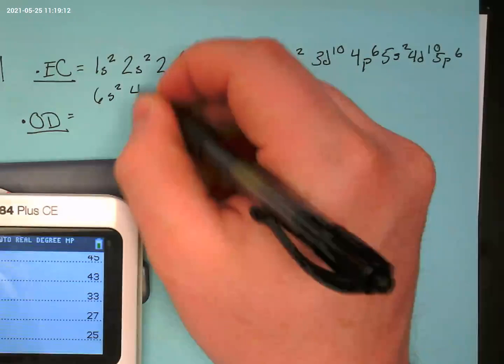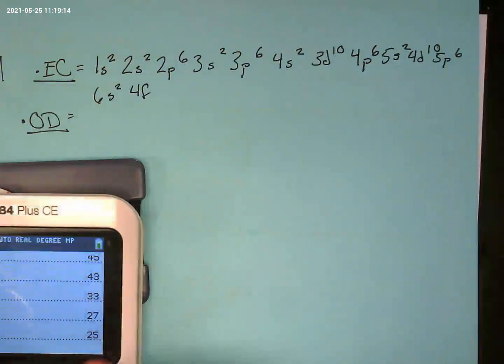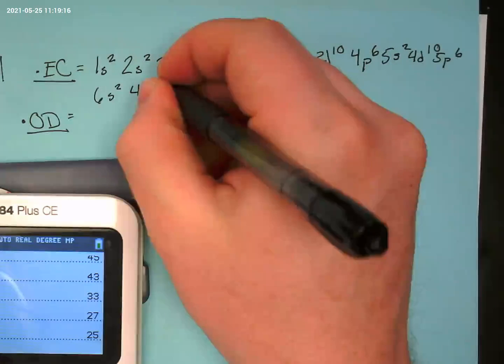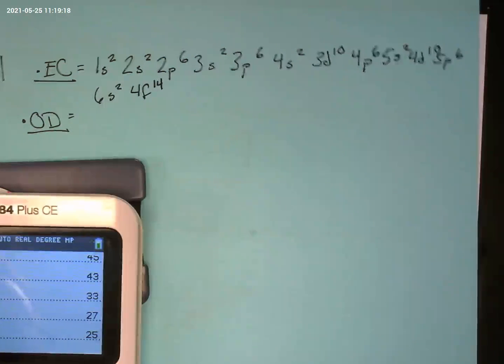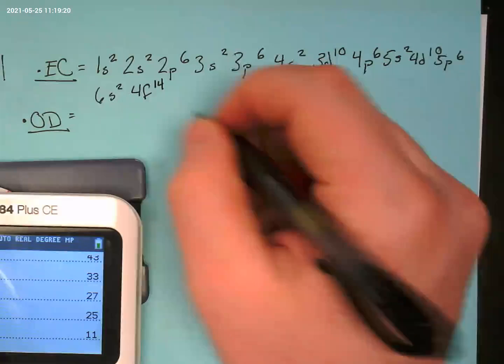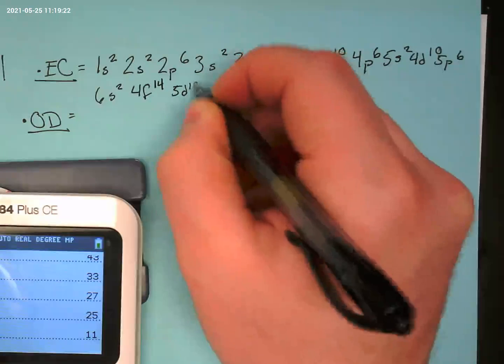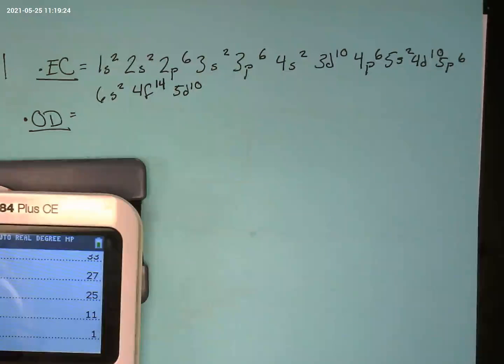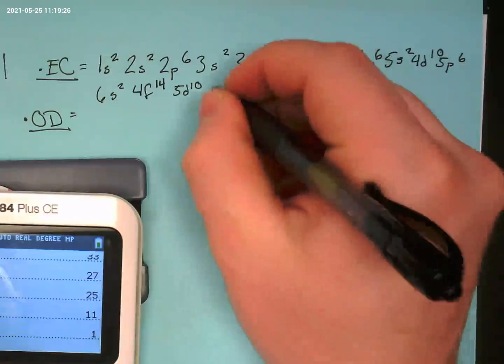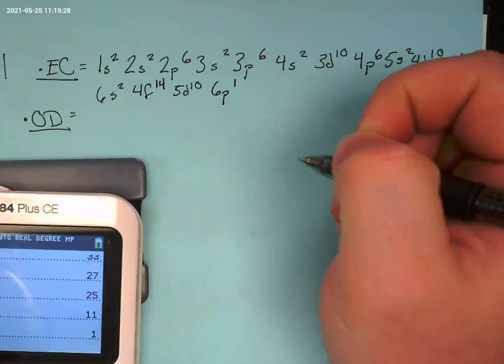That leaves 25. 4f, and it looks like we can fill in all 14 on 4f. So 4f14, minus 14. Left with just 11, so 5d. We can put 10 in there. And then we would end off with 6p1.